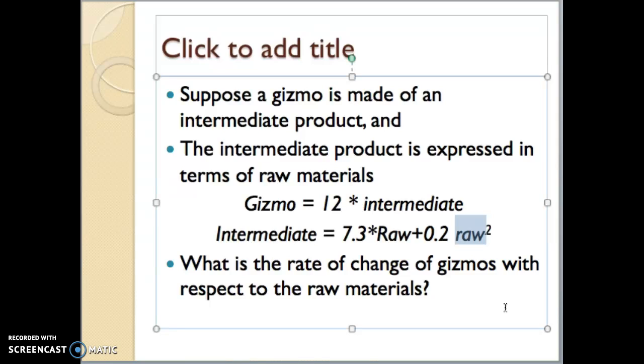So that's how we get 12 times 7.3 plus 0.4 times the amount of raw material. And so that would then end up being 87.6 plus 4.8 times the amount of raw material. So this is an equation that tells you how the production of your gizmos changes when you change the amount of raw material a little bit. And you will see settings like this in the homework.